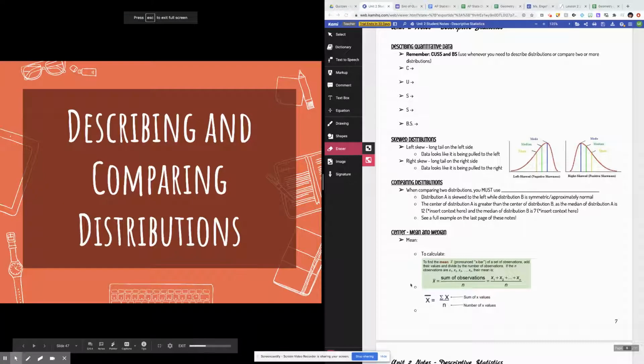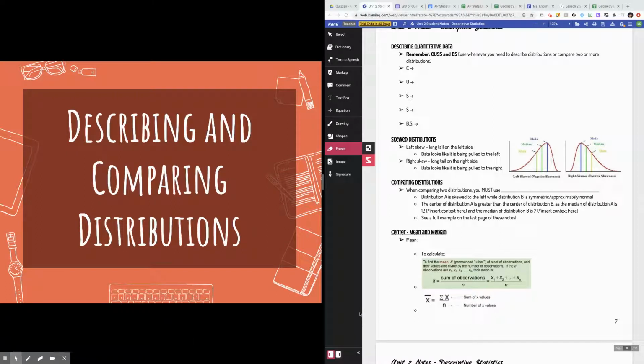Hi everyone, this is your first video in this second section in Unit 2. So in this section, I'm going to talk about describing and comparing distributions. We're also going to talk about the 5-number summary and box plots. I told you in the last section that I would get more into box plots and how we use them, how we make them, things like that in this section. And then I'm also going to tell you a little bit about how the standard deviation formula came about.